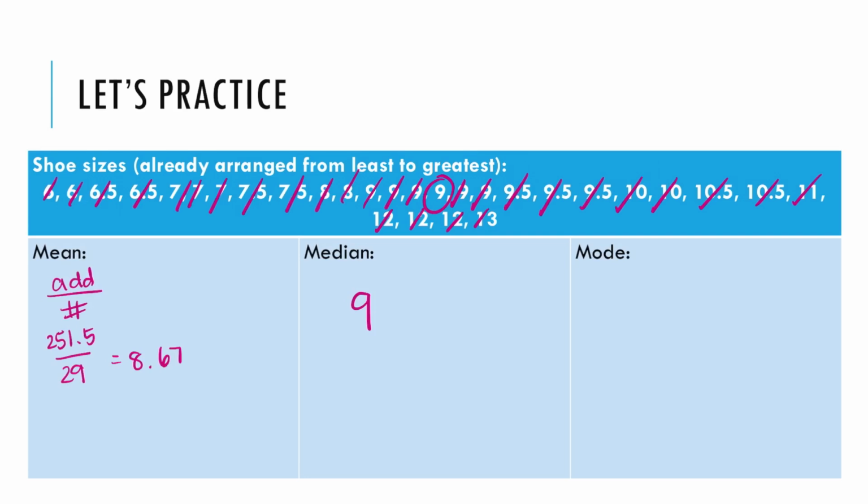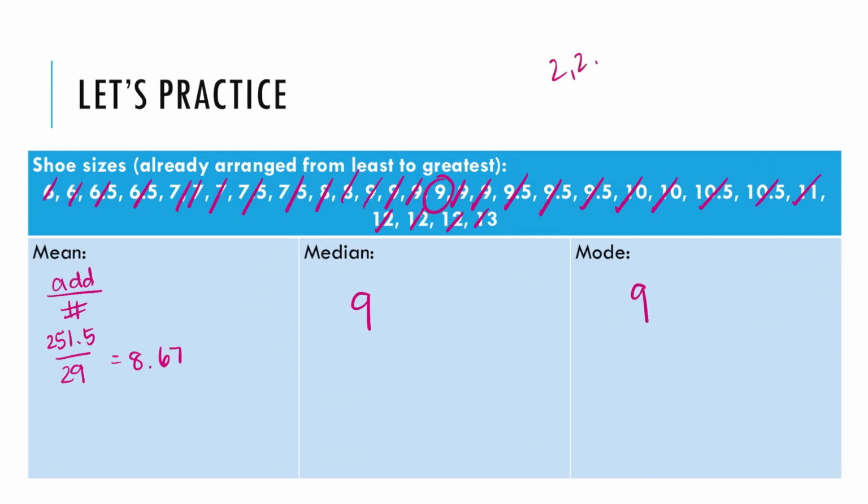The mode is, remember again, what occurs the most amount of times. So looking at it, we had three 7s, then we had five 9s, six 9s. No, 1, 2, 3, 4. Yeah, we had six different 9s there. And that looks like it appears the most. So the mode would be 9.